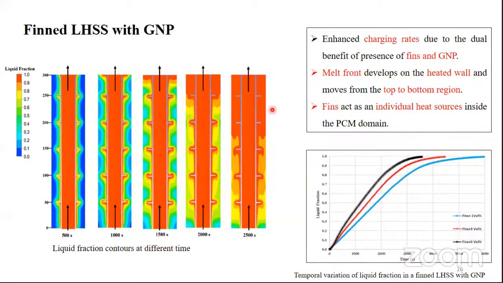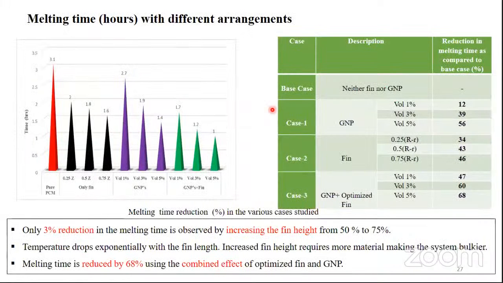So we should find out what the optimum height of the fin should be. This slide shows the various combinations of graphene nanoplatelets and fins, where you can see a base case with no graphene nanoplatelets and no fins, only the pure phase change material. Then we have graphene nanoplatelets, then fins, and then a combination of all of them. With a combination of fins and graphene nanoplatelets, we find only a 3% reduction in the melting time when increasing the fin height from 50 to 75%.